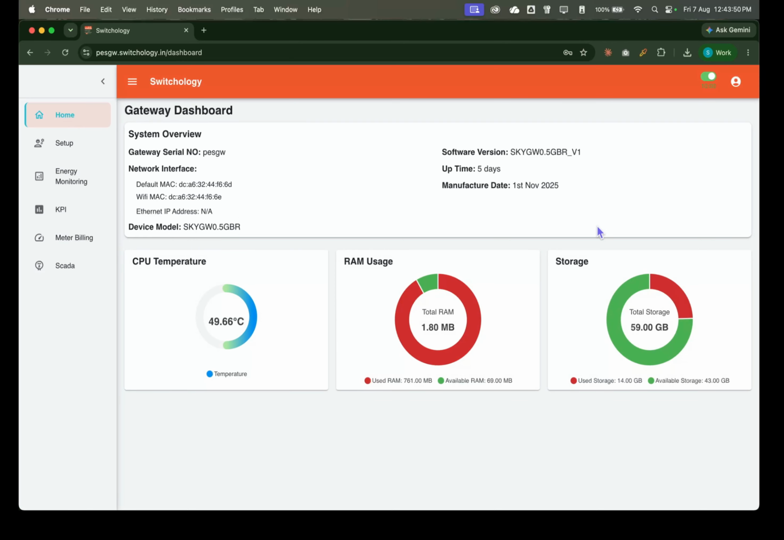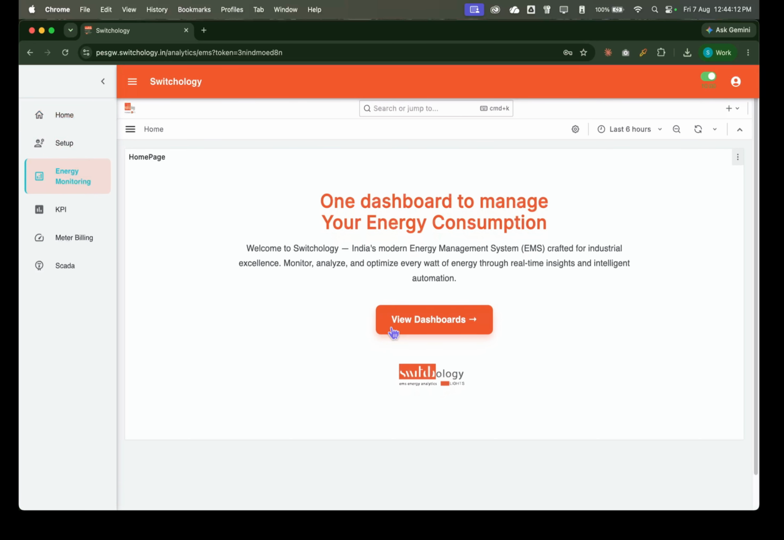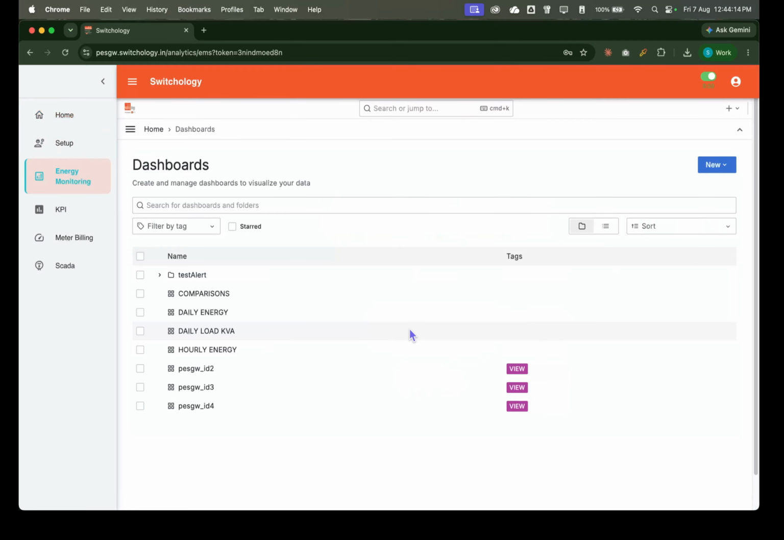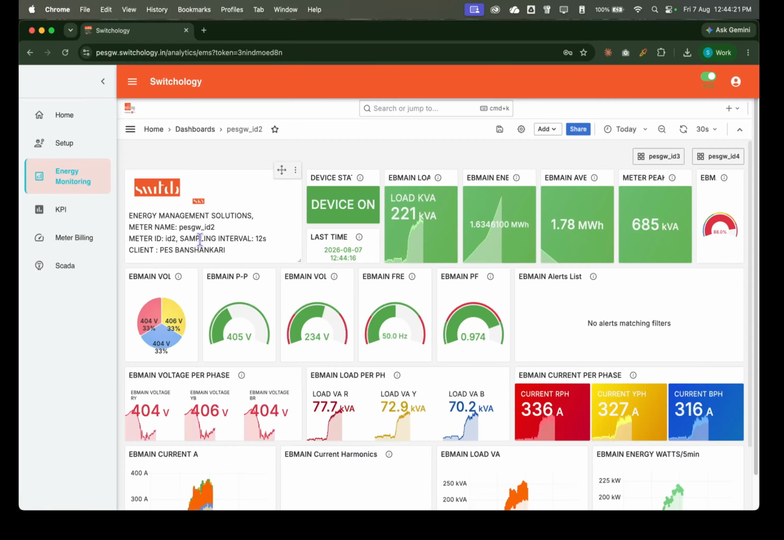As soon as you log in, like I had shown you, this is the gateway device information: the name of the gateway device, the software version, and the network information is available here. The ideal operating temperature of the gateway device, the speed usage of the device, and the memory storage of the device. So let's look at the energy dashboard for this particular application. Here we have 3 different meters that are connected. Now we have ID2, which is a main meter.